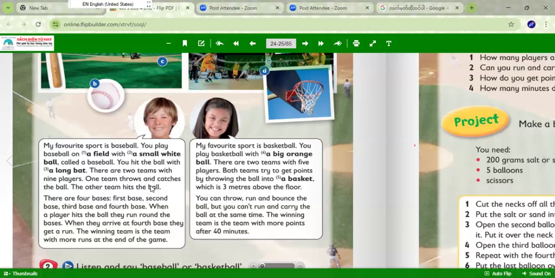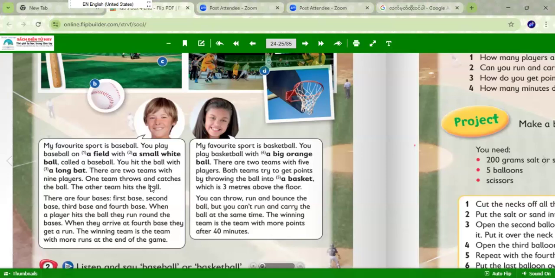Actually, I have never watched baseball much, but maybe is there anybody here who likes to watch baseball? Maybe you might understand the way he explained. All right, so one team throws and catches the ball, and the other team hits the ball. There are 4 bases, so altogether 4 bases. First base, second base, third base, and also fourth base. When a player hits the ball, they run around the bases.